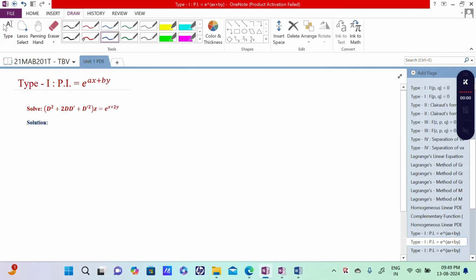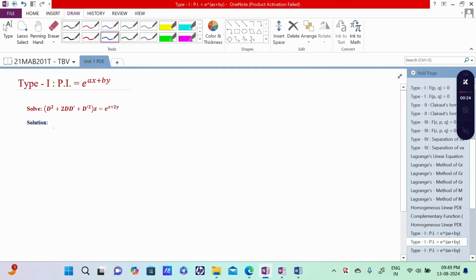Hello everyone, I am Dr. Godan Raman. In this section, we are going to discuss some more problems for type 1. Type 1 is nothing but the particular integral where the right hand side is e power ax plus by. Now I am taking one of the problems: (D square plus 2DD dash plus D dash square) z equal to e power x plus 2y.